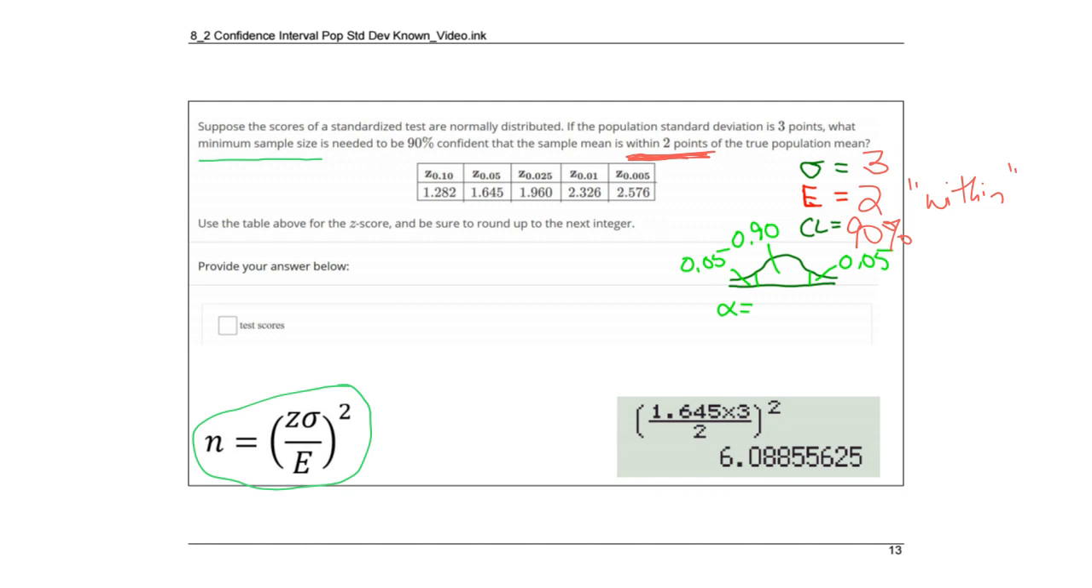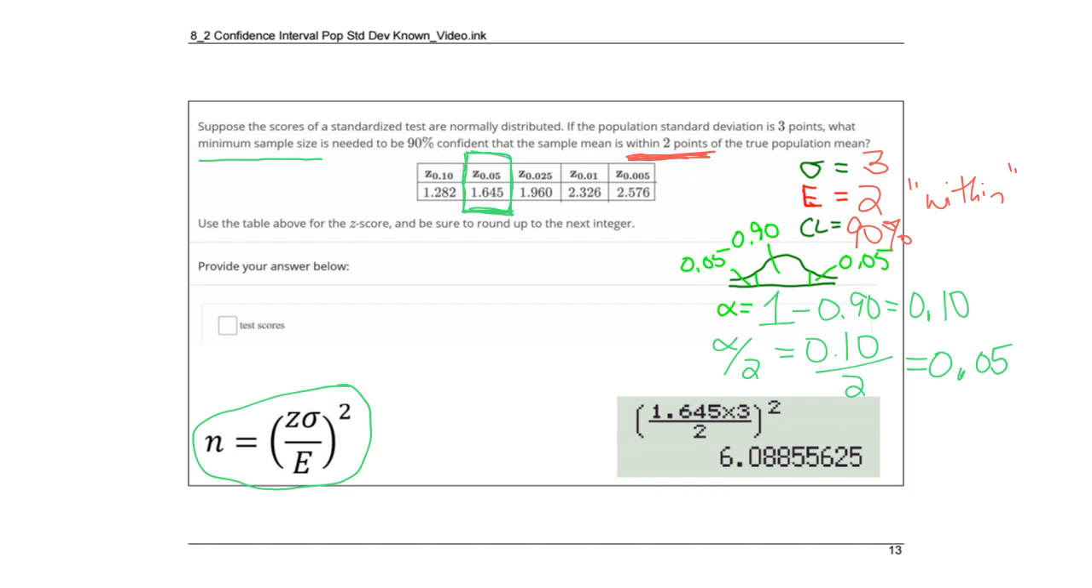Okay, so let's go ahead and figure out alpha. Well, they told me the confidence level is 90%. So I'm going to take 1 minus 0.90, which gives me 0.10. And then I'm going to divide that by 2, because remember, that 10% is what's left over from the 90%, but I have to put half in each end, to the left and to the right. So I end up with 0.05. So I'm going to come up and grab Z of 0.05.